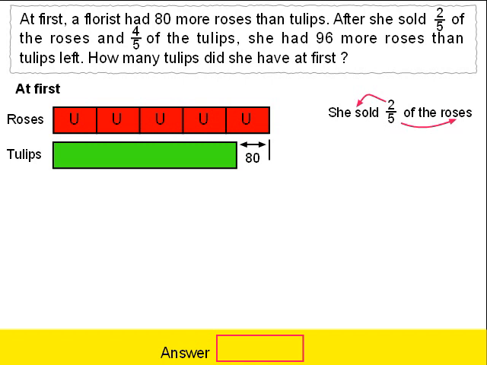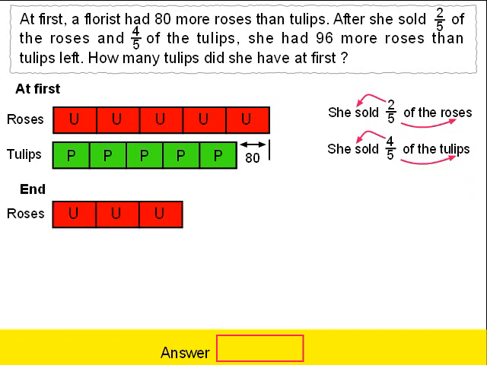And then for the tulips, she sold 4/5 of the tulips. Same thing. Over here, denominator 5 is representing the total number of tulips. So we cut the model of tulips into 5 equal parts. Okay, in this case, she sold away 4 parts, so she got 1 part left. So in the end, since she sold away 2 units of roses, she got 3 units left, and she sold away 4 parts of tulips, so she got 1 part left. Alright, so that's the end model.